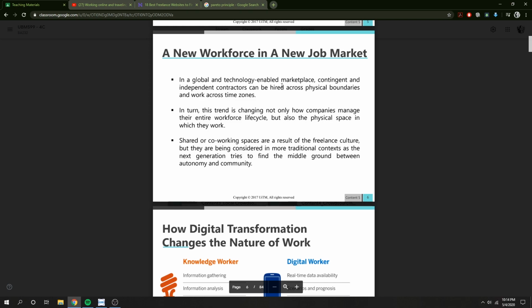In a global and technology-enabled marketplace, contingent workers and independent contractors can be hired across physical boundaries. For organizations, the good thing is that companies outside can hire people for a specific job or project. Because if you hire full time, they have to bear the cost of paying SOCSO, EPF, covering insurance, and the development of that employee, giving training, sending them to courses. That is the investment of the company.